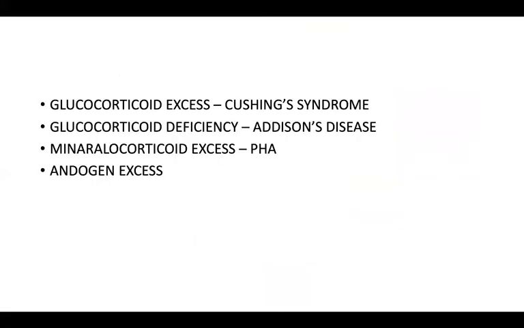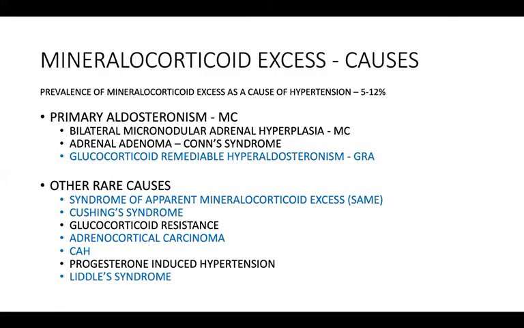So just giving you a quick review of what we can discuss when we are talking adrenals. If it is a condition of glucocorticoid excess, we will be talking of Cushing syndrome. If it is a condition of glucocorticoid deficiency, we will be talking of Addison's. If it is a condition of mineralocorticoid excess, we will be talking of primary hyperaldosteronism. And androgen excess can also give rise to conditions like hirsutism and virilization in women and precocity in men. But keeping our topic very confined today to mineralocorticoid excess, what are the various causes of mineralocorticoid excess?